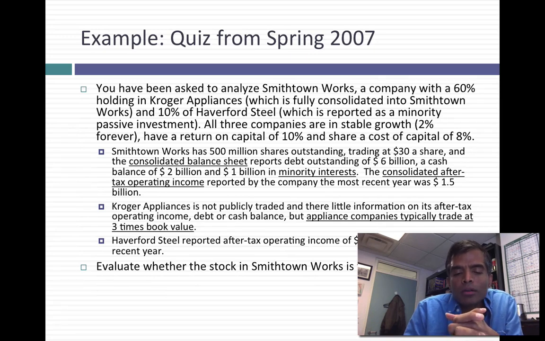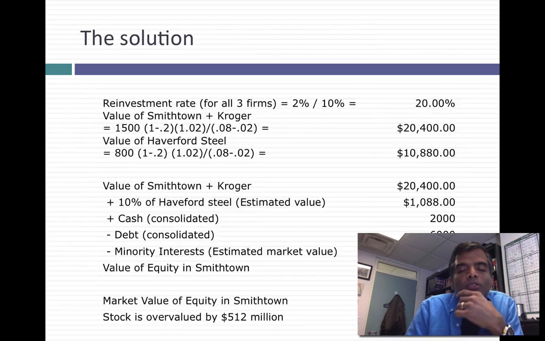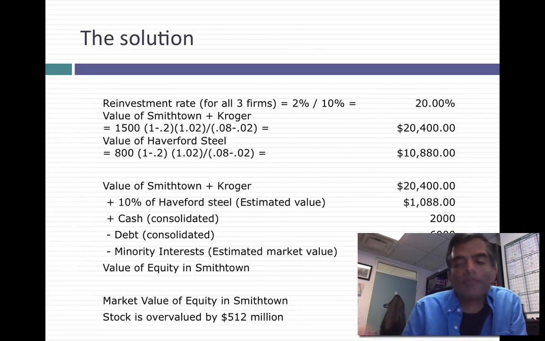Evaluate whether the stock in Smithtown Works is fairly priced. Okay, so I've given you the information, and your job is to tell me whether the equity in Smithtown Works is correctly priced at $30 per share. Let's work through it a step at a time. The reinvestment rate for all three firms here is the same because the growth rate and the return on capital are the same. If they were different for the firms, the reinvestment rates would have been different.